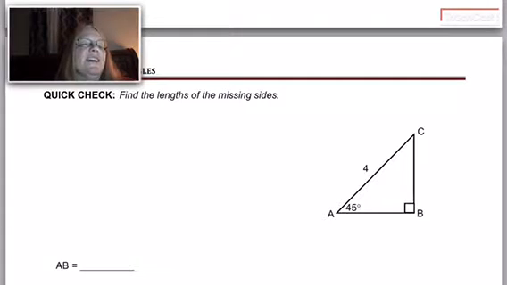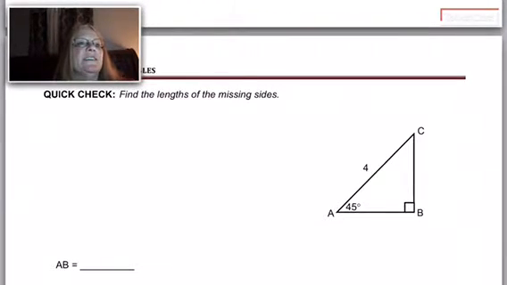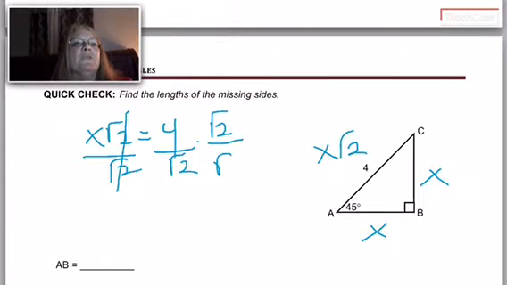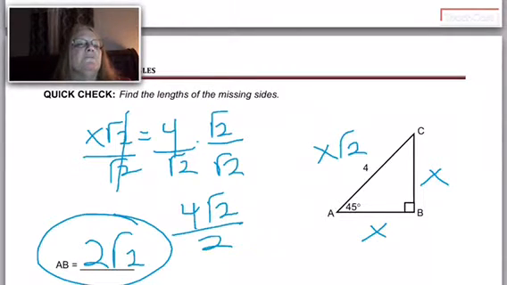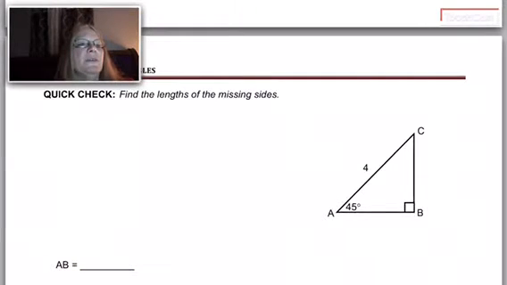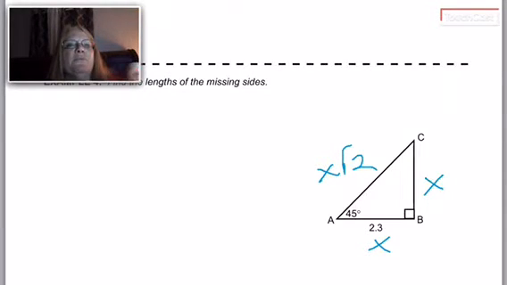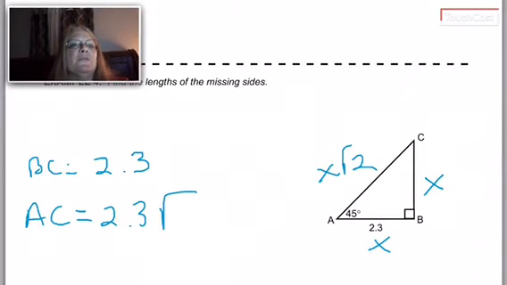Then the quick check, I think we actually did the same one before, but this is x to the square root of 2. So x to the square root of 2 is equal to 4. Divide by the square root of 2. Okay, x is 4 divided by the square root of 2. Multiply by the square root of 2 over the square root of 2. 4 square root of 2 over 2, which simplifies to 2 times the square root of 2. After you practice these, they become much easier to remember the rules. Okay, this one here, x to the square root of 2. x is 2.3, so BC is 2.3, and AC is simply 2.3 times the square root of 2.